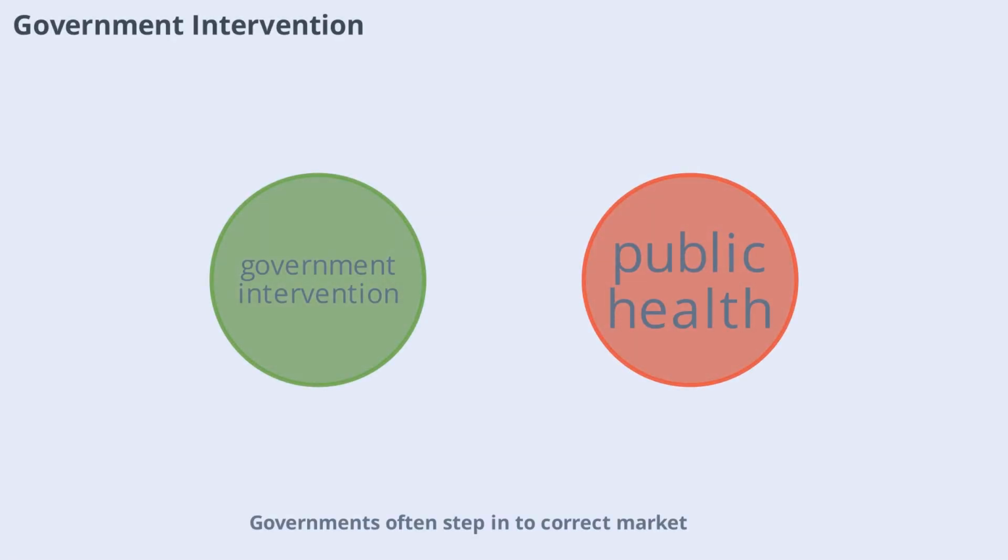Governments often step in to correct market failures and ensure access to essential healthcare services. This can include funding public hospitals, regulating prices, or providing insurance programs like Medicare and Medicaid. We'll discuss the pros and cons of government involvement and how it shapes the healthcare landscape.